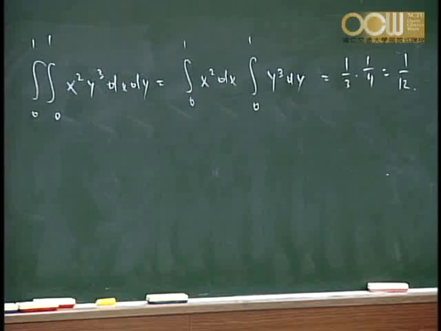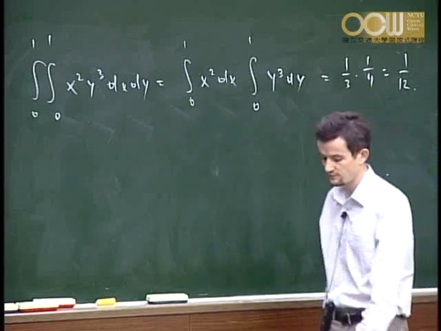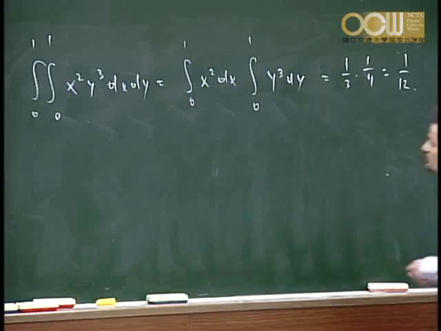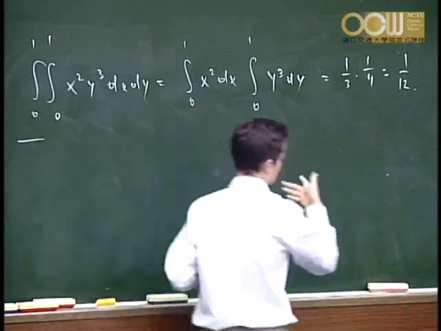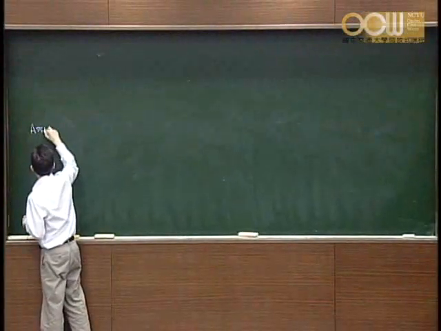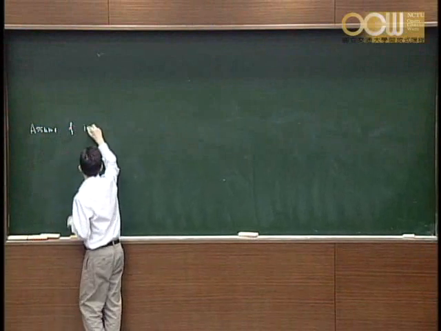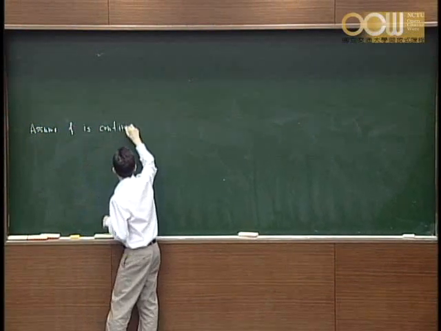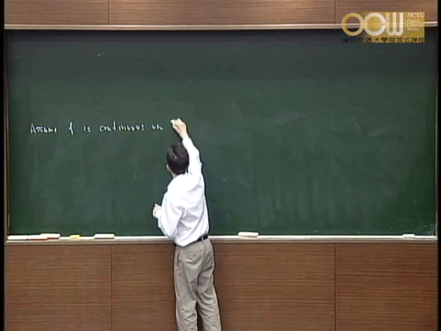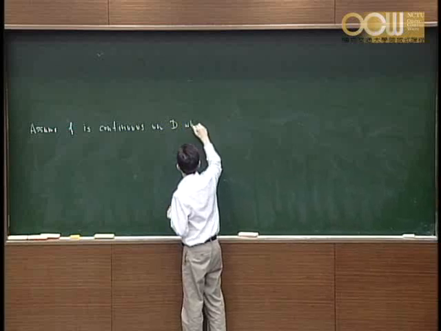Now, up to now we have just defined the double integral for a function over a rectangle. Now we want to extend this definition to the double integral of a function over a general domain. So now we have a general domain. So maybe I erase this. So assume we have a function f that is continuous on some domain D, where D is bounded.